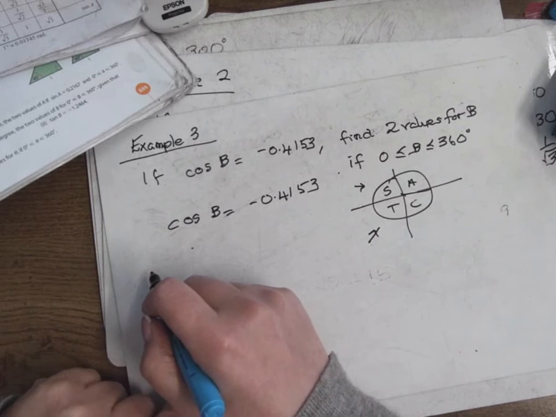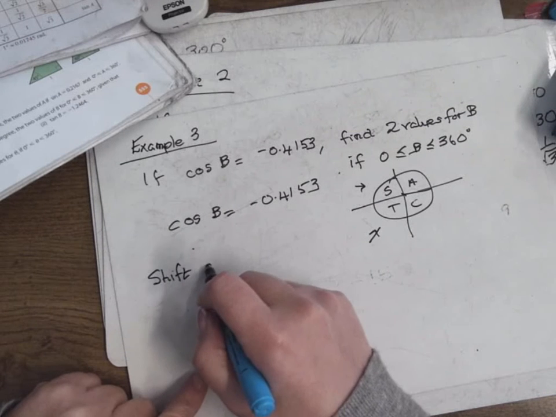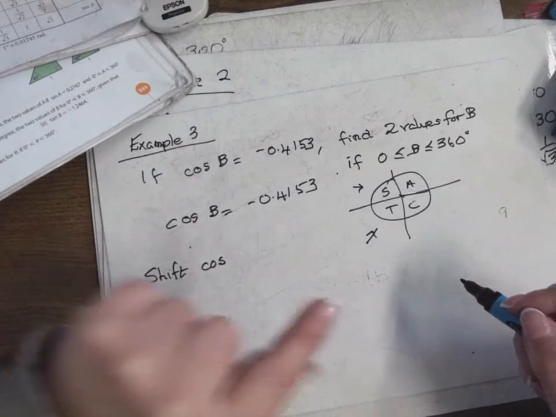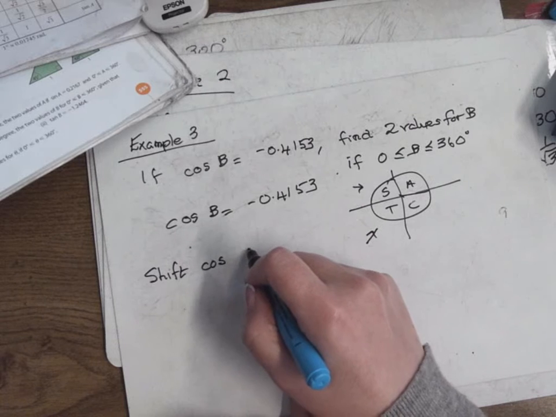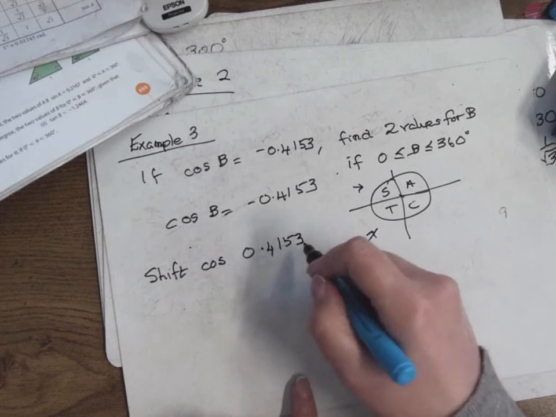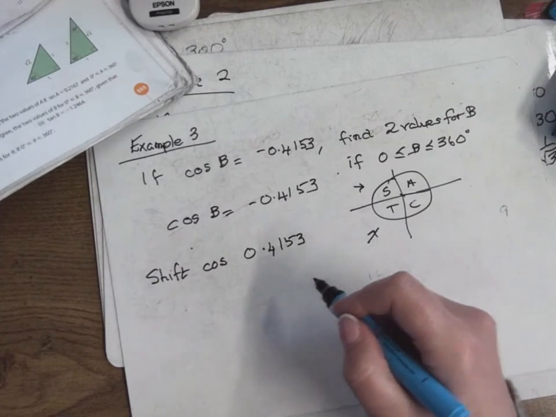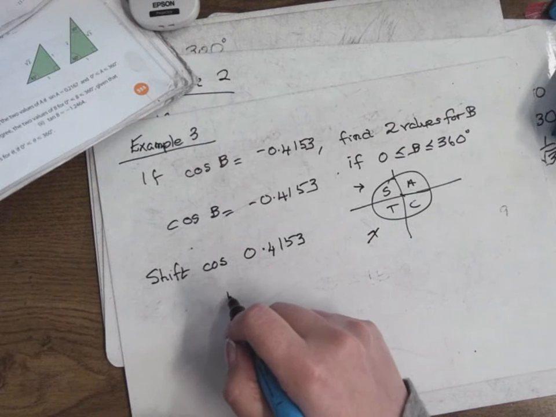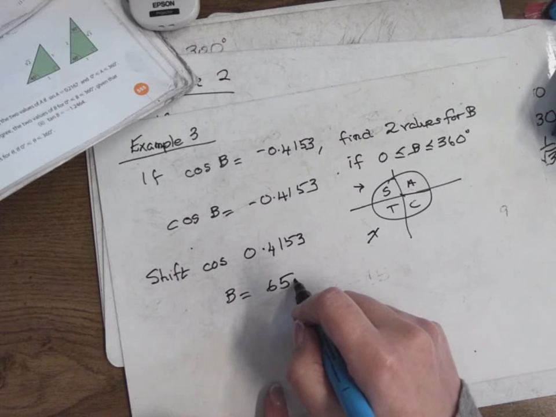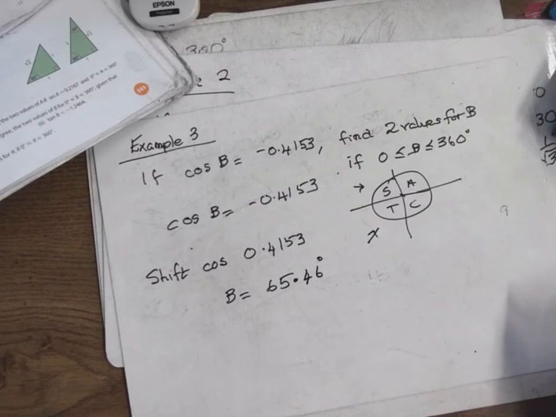So then, in the calculator, I do shift cos. Now, ignore the sign, because I dealt with the sign. So just do 0.4153 into the calculator, and press equals, and you end up with 65.46. So that means the angle could be 65.46 degrees. Is that right?